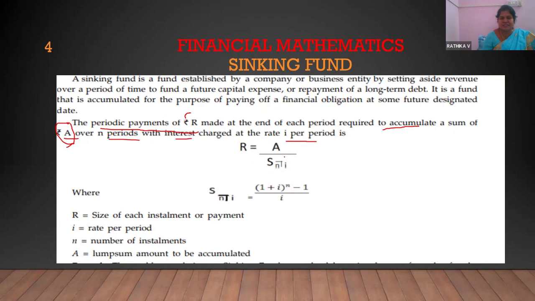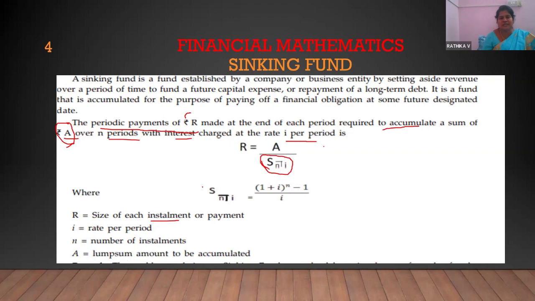This is the symbol utilized for the sinking fund, S n|i. N stands for the number of periods we are going to deposit, and i is the rate of interest. And what is the capital R? It is the size of each installment, how much we are paying monthly. Capital A is the total amount which you need after some particular year. So i is the rate per period, n means the number of installments, and A is the lump sum amount to be accumulated.